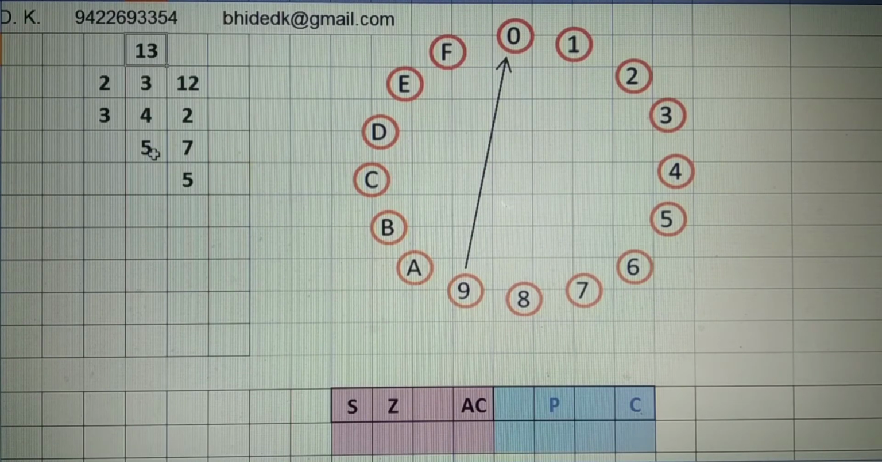Now from 5 count up to 13. After 5: 1, 2, 3, 4, 5, 6, 7, 8. Now here the number is 8. And how many 100 rupee notes remain with you? The 100 rupee notes remaining with you are equal to 2.